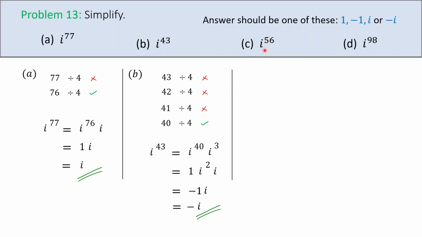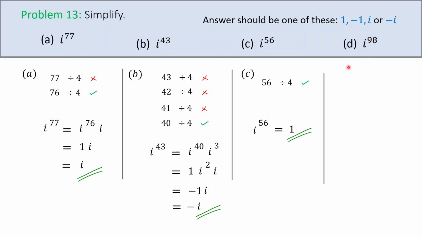Now take this number 56 and check whether you can divide this by 4. 56 you can divide by 4. So i to the 56 is equal to 1.